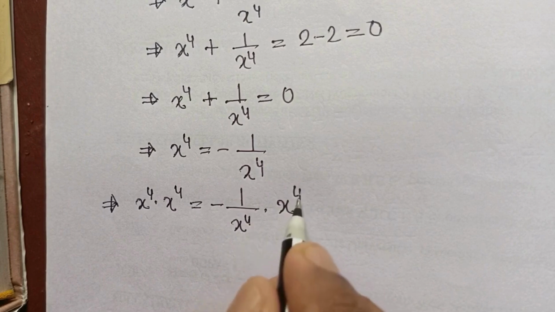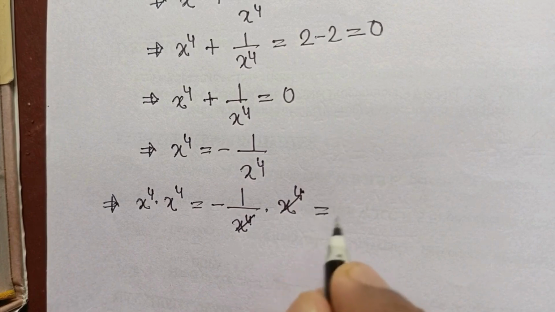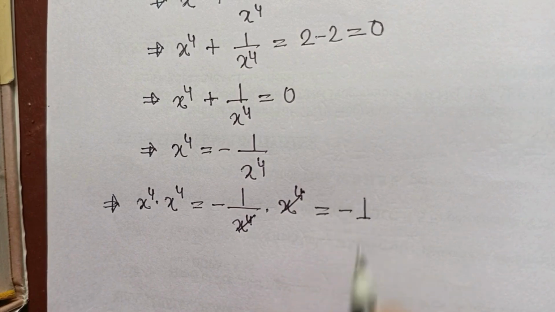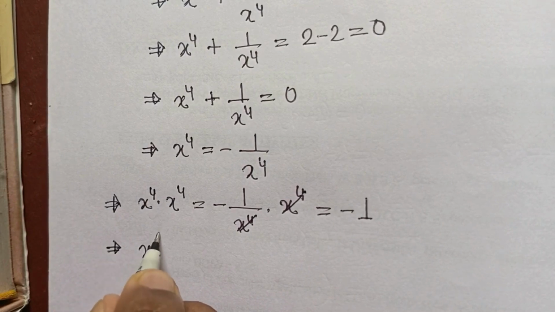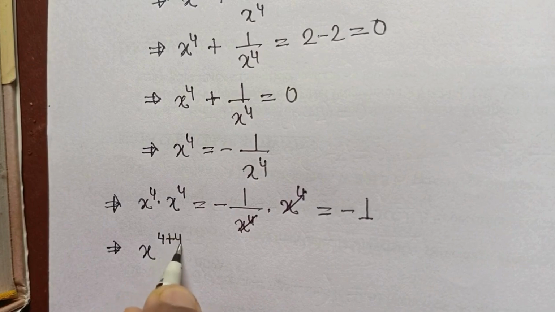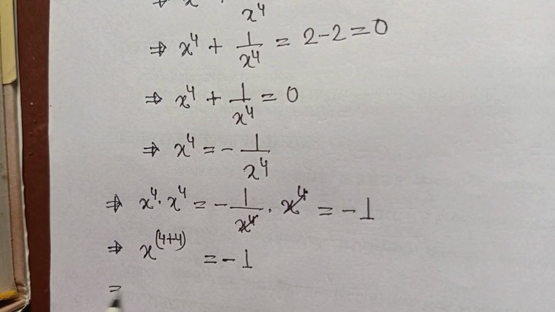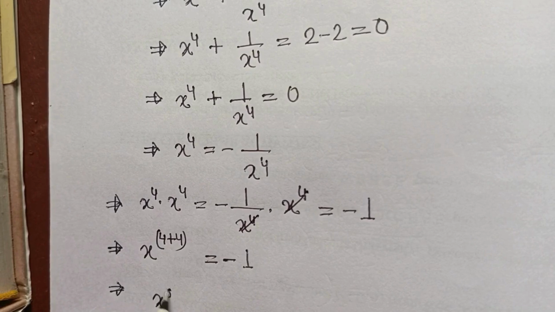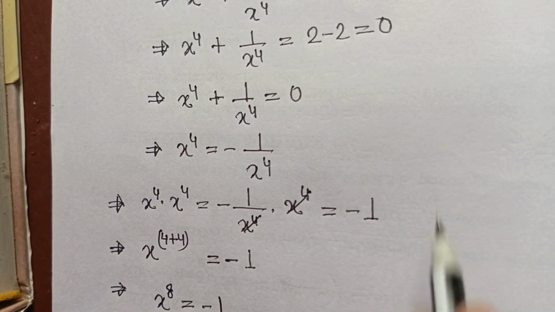Then it will be cancelled out like this and the value will be minus 1. Hence the powers will be added like this, and we get the value of x to the power 8 is equal to minus 1.